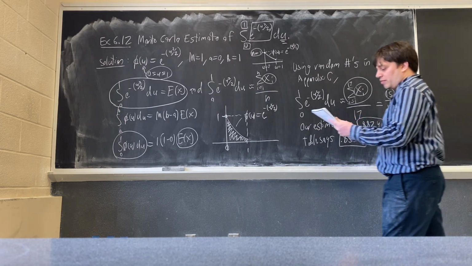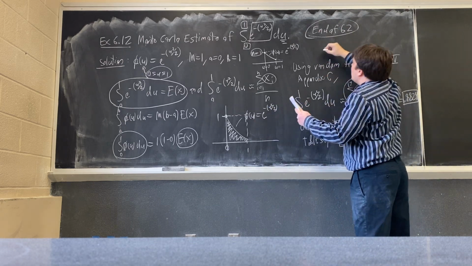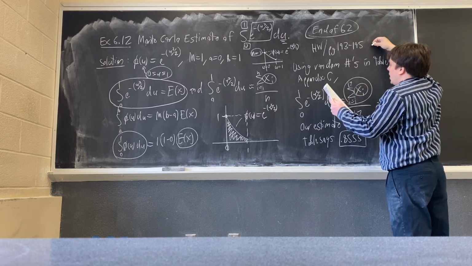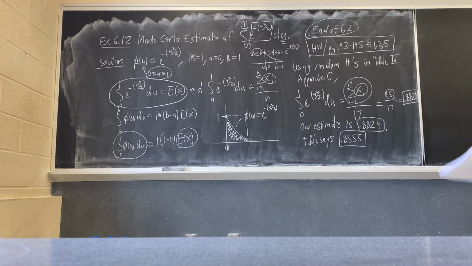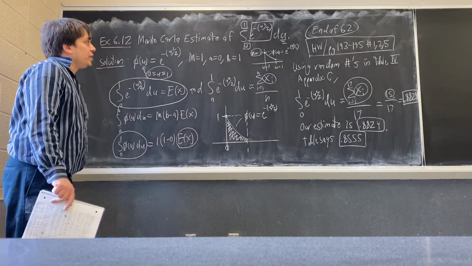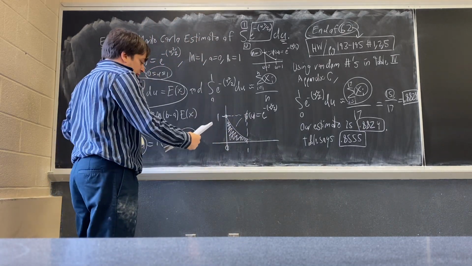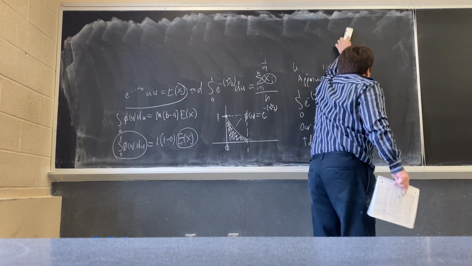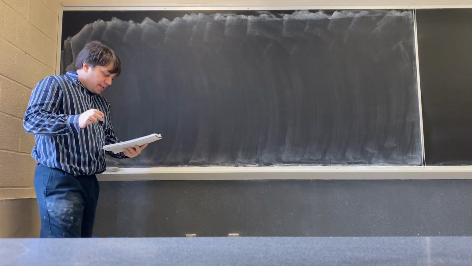That's the end of 6.2. We'll do the homework on pages 193 to 195, and it's going to be exercises numbers 1, 2, and 5. So that's the end of 6.2, and this is the homework.